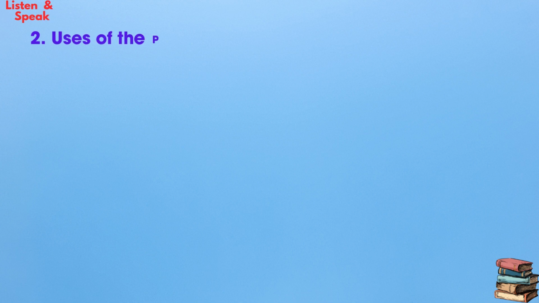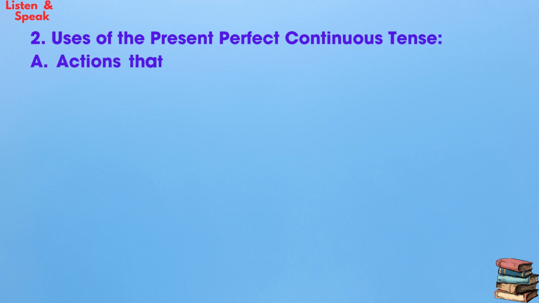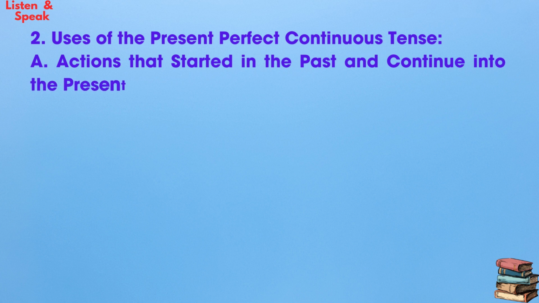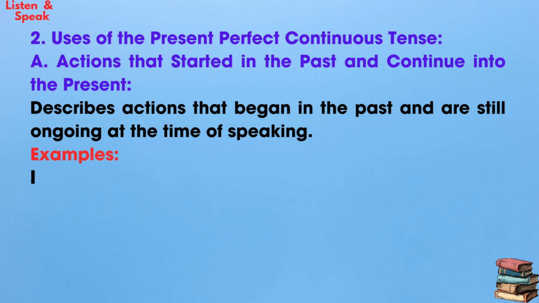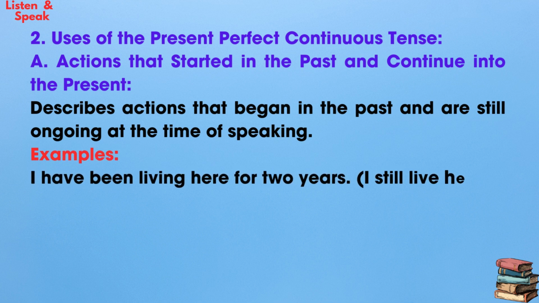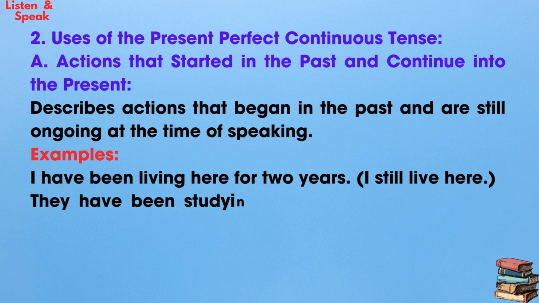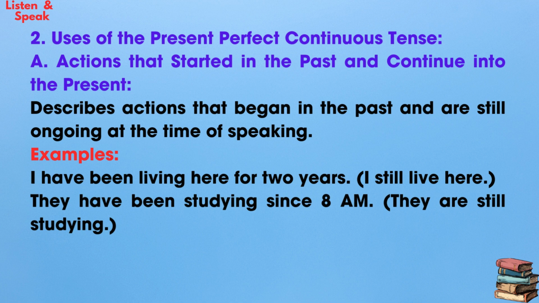2. Uses of the present perfect continuous tense. A. Actions that started in the past and continue into the present. Describes actions that began in the past and are still ongoing at the time of speaking. Examples: I have been living here for 2 years. I still live here. They have been studying since 8 a.m. They are still studying.